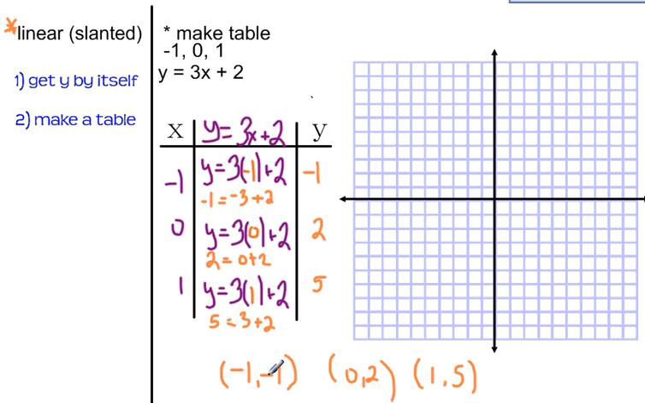I'll begin here, -1, -1. Start at the origin, left 1, down 1. Next point, start at the origin. It says 0, 2. That means I don't move horizontally, but I do move up 2. And the final point, 1, 5, I begin at the origin. I move 1 to the right, and I move up 5.